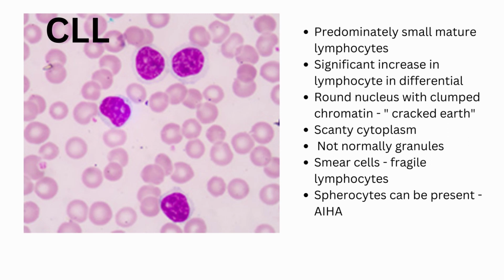You might also see smear cells or smudge cells, which are fragile lymphocytes. And you can also see spherocytes, as it causes autoimmune hemolytic anemia.